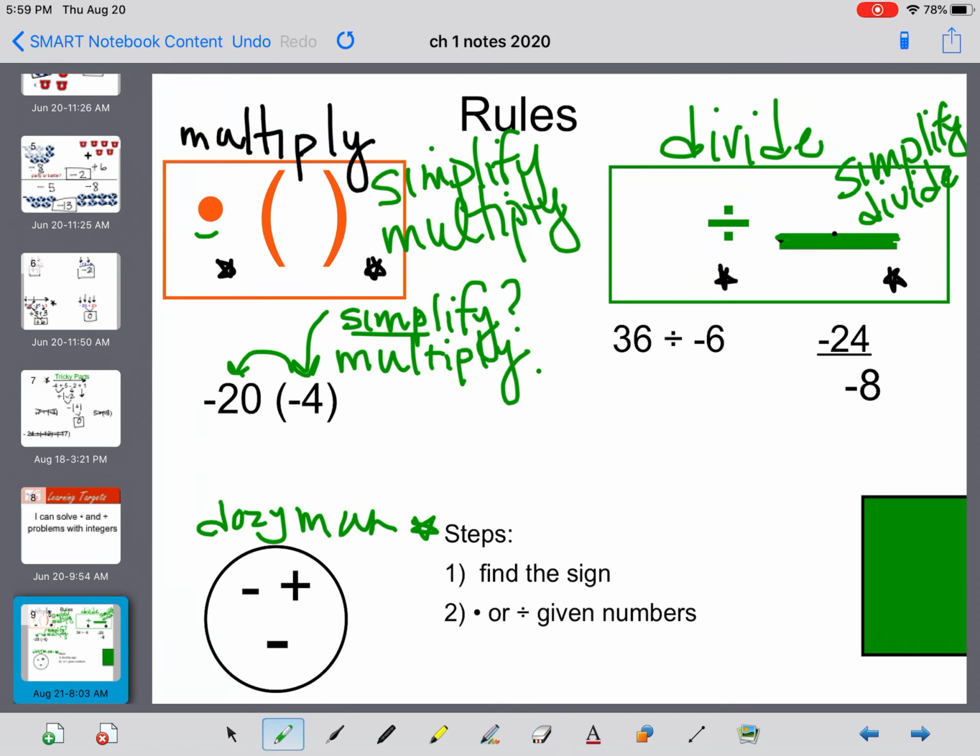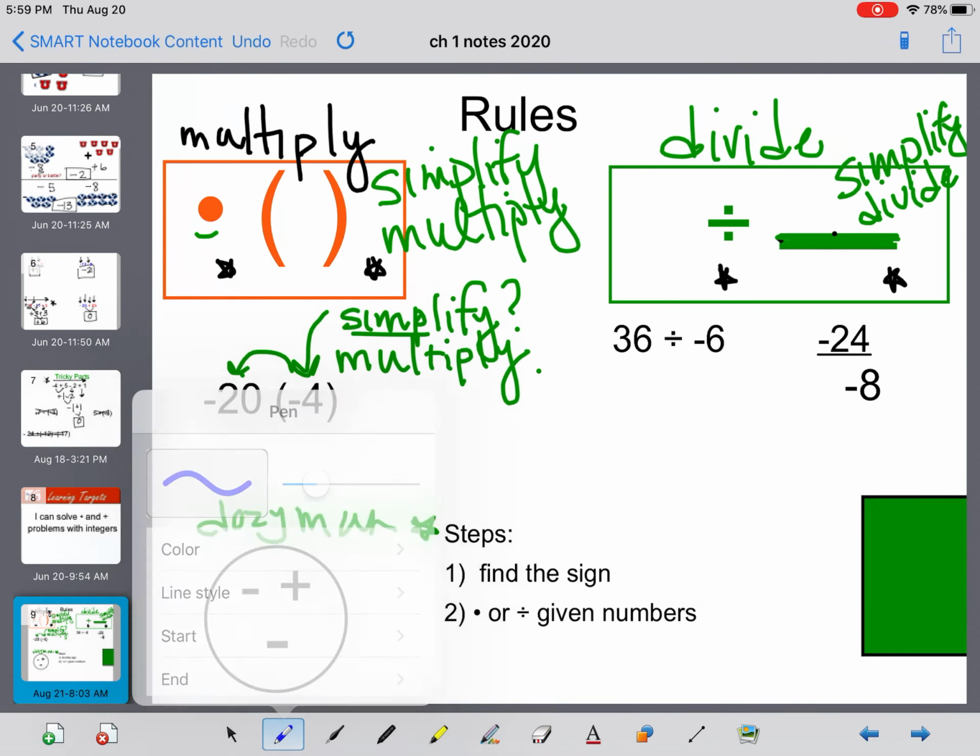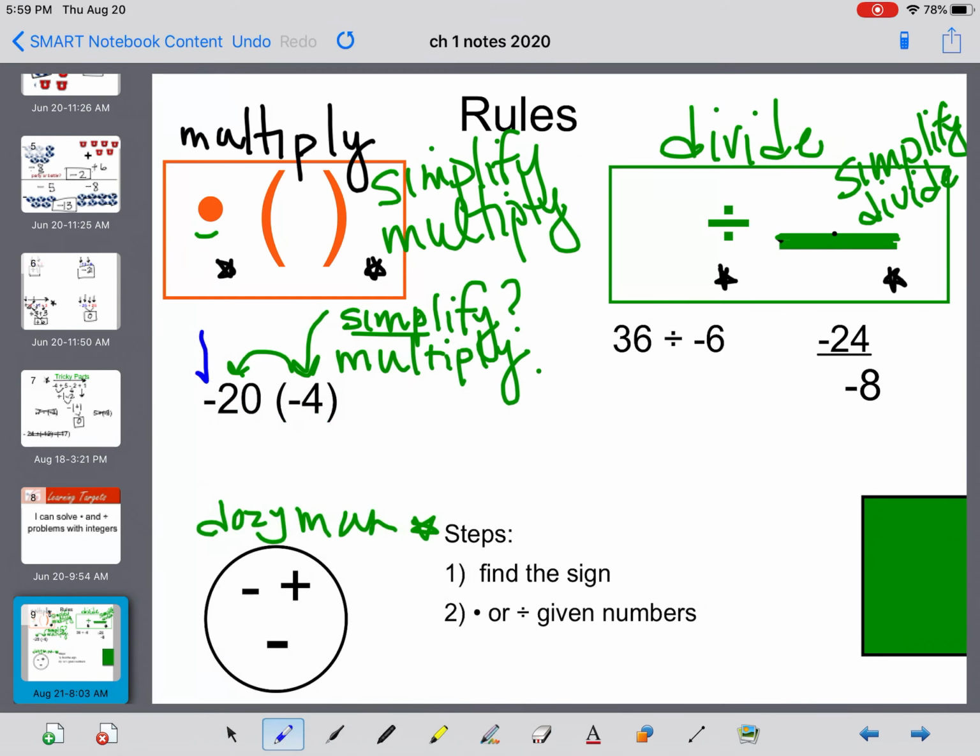Because if they're the same, my result is going to be positive. So look right here. I have the same sign. That means my result's going to be positive. So I found the sign, and then I want to multiply the numbers together. 4 times 20 is 80. Now I'm done. So I check to see if I need to simplify, and then when I multiply, I do the sign, and then I multiply the numbers.